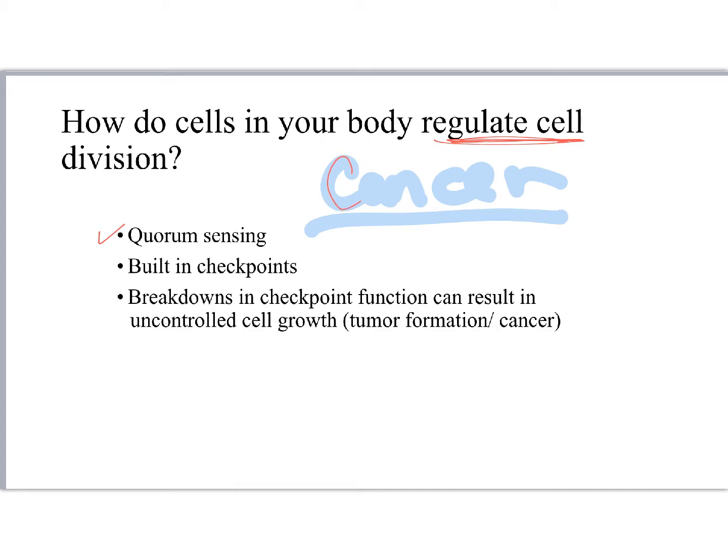Overdivision of cells results in cancer, right? So it's the unchecked cell division and growth of a tissue. Luckily, we have built-in checkpoints when we look at the cell cycle, which we'll talk about now. Whenever we have a breakdown, usually from mutations in these checkpoint functions, that's when we get uncontrolled cell growth, right? And what is uncontrolled cell growth? That is what we call cancer. That is what results in cancer.